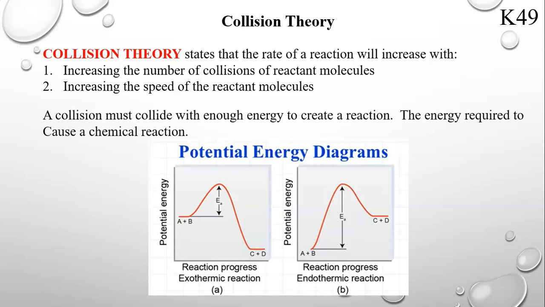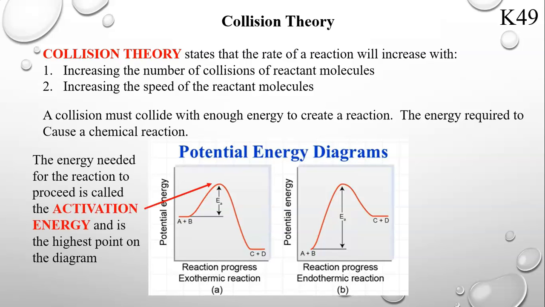So, a collision must occur with enough energy to create a reaction. The energy required to cause a chemical reaction is called the activation energy. So the energy needed for the reaction to proceed is called the activation energy, and is the highest point on this diagram. So what you're saying is that the potential energy in the bonds of the reactant compounds, that would be A and B in that graph on the left, has a certain amount of potential energy. In order to break them apart, you have to put in enough energy to get them to break apart, and that's called the activation energy.